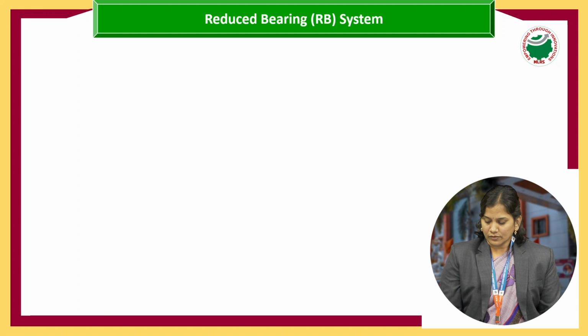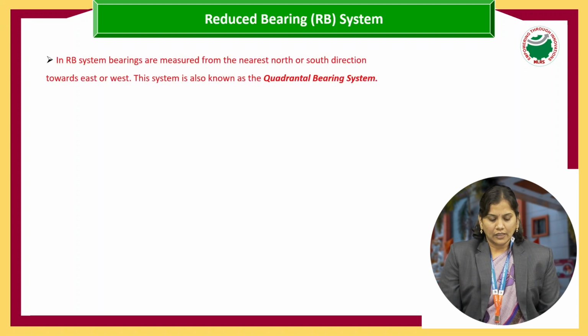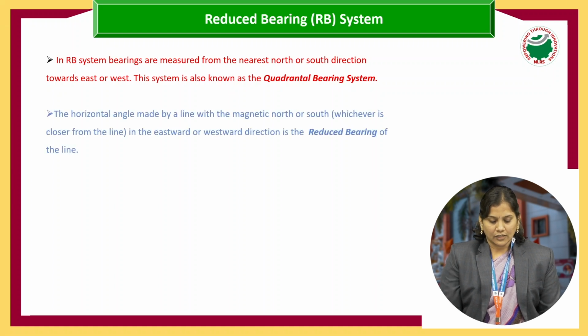Then we'll move on to second topic, reduced bearing system. In reduced bearing system, bearings are measured from the nearest north or south direction towards east or west. This system is also known as quadrantal bearing system. The horizontal angle made by a line with the magnetic north or south, whichever is closer to the line, in the eastward or westward direction is the reduced bearing of the line.